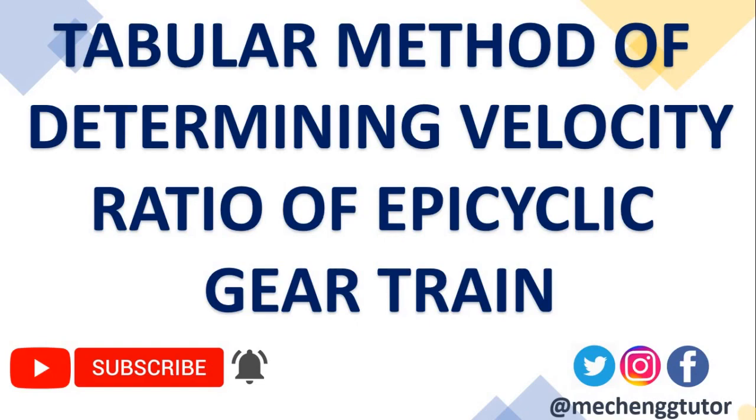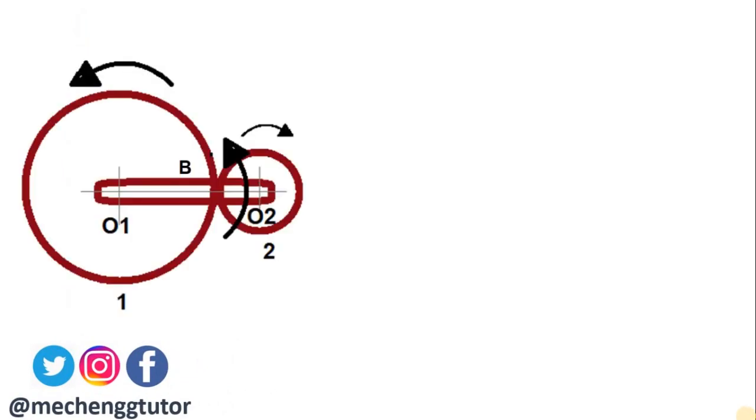So friends, let's begin with the video lecture. Friends, on the screen you can see is the epicyclic gear train. That is, we have gear 1 and gear 2 and there is an arm B connecting the centers, that is O1 and O2. So in the previous lecture we have discussed about epicyclic gear train and what are the different types of epicyclic gear trains, and also we have seen the different types of gear trains. So you can refer to the video which will appear on the top right corner as the YouTube iCard.